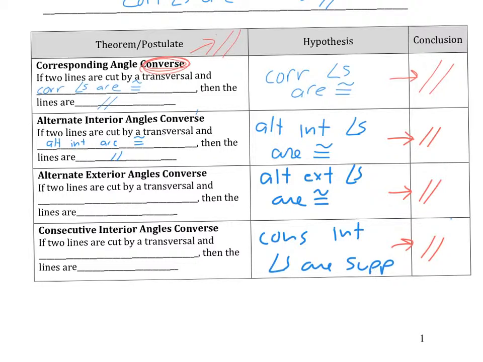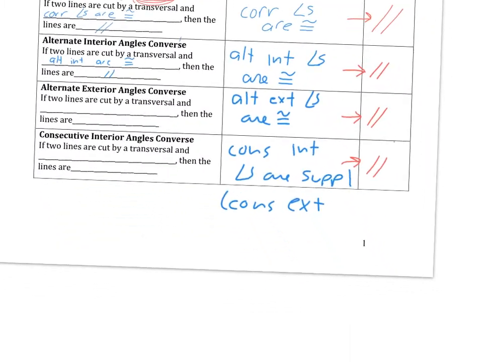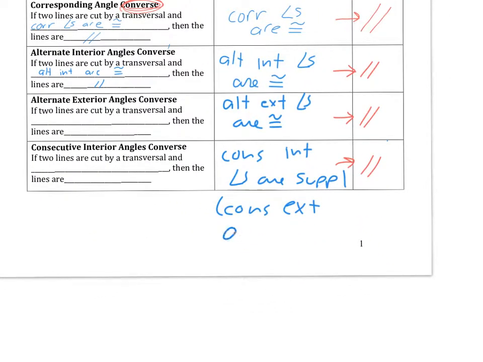Now, just as an addendum, we also have consecutive exterior angles are supplementary. Again, this one is not spoken of much at all, but it might show up. But logically, we see that it is also true. The proof for this one would be the same as all the other ones.